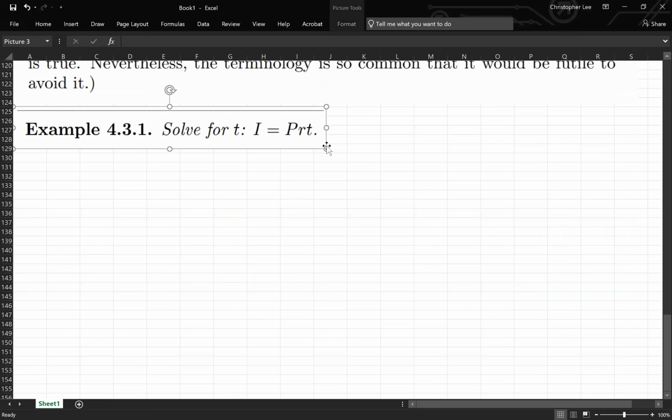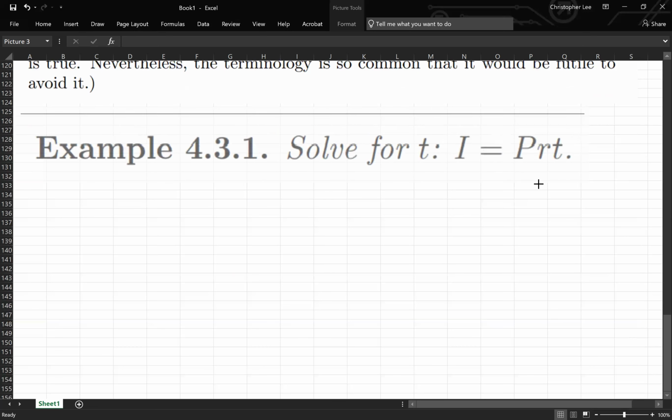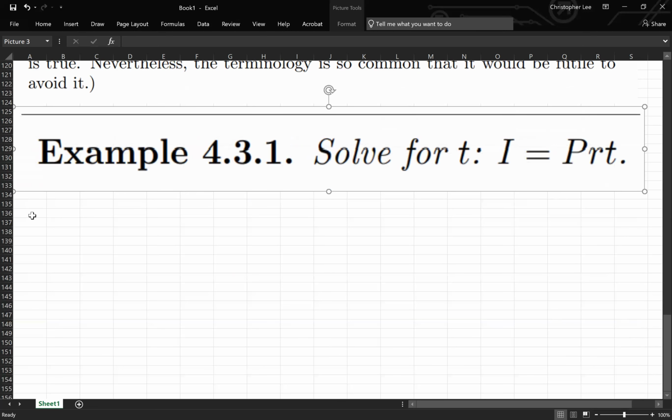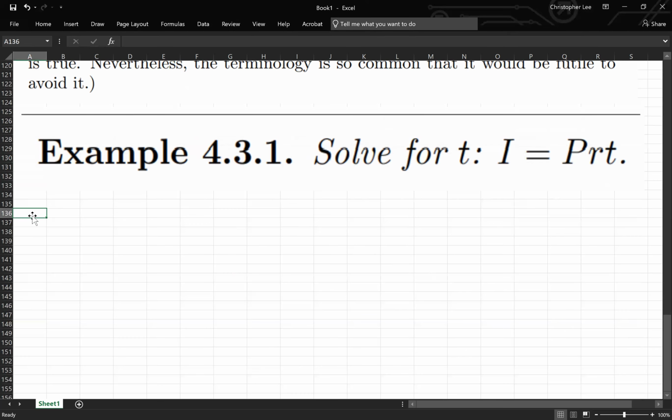So check this out. I have the interest formula, I equals PRT, right? And now they're telling me that they want me to solve for T. So basically, I want the equation to say T equals blah, blah, blah, right? Over here on the right-hand side, I have my T, but I have that P and that R next to it. How do I get rid of the P and the R?